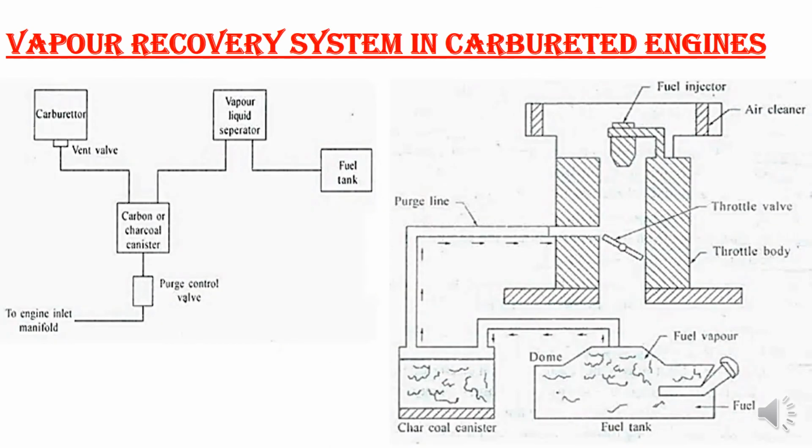Next, we have the vapor recovery system in carburetor engines. If the vehicle is not fitted with the vapor recovery system, that is VRS, the gasoline vapor from the fuel tank will escape to the atmosphere through the breathing of the engine. It will evaporate quickly because it is very volatile in nature, so evaporation will be more.